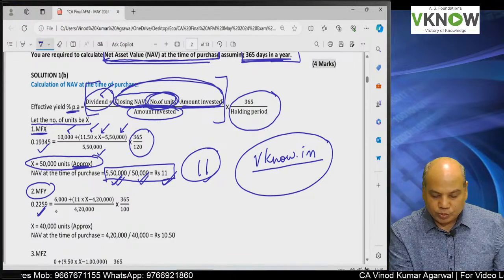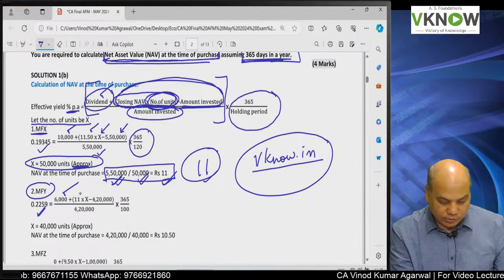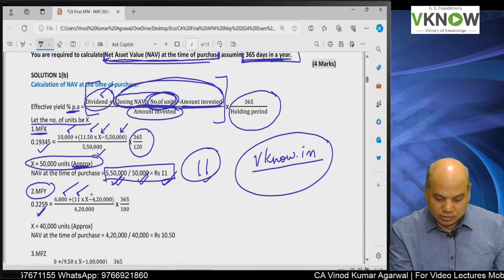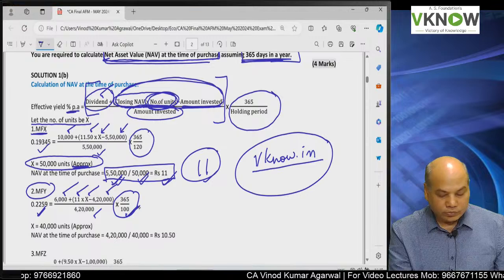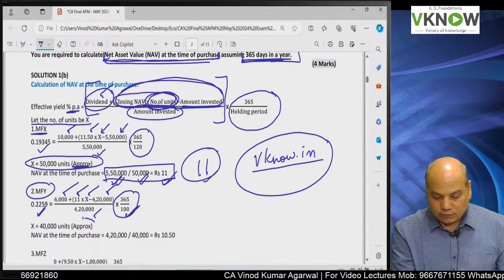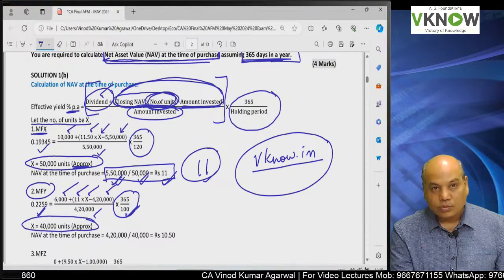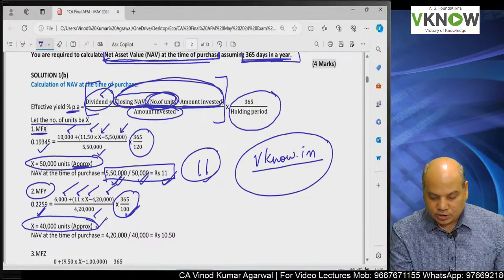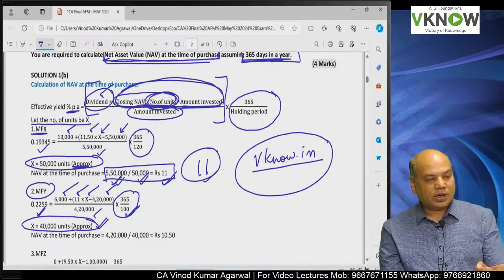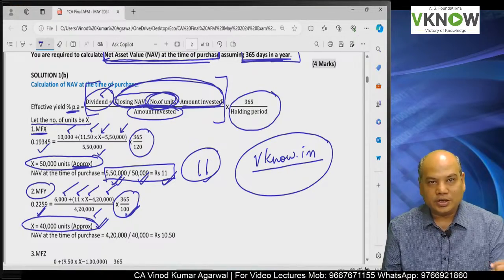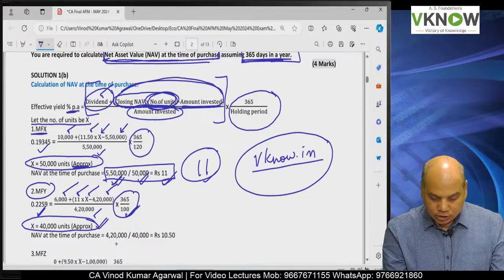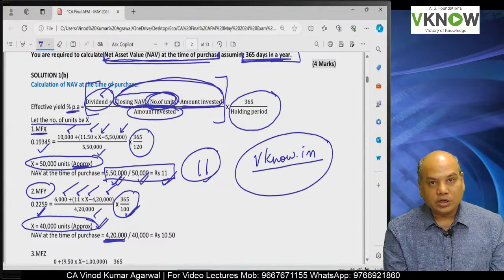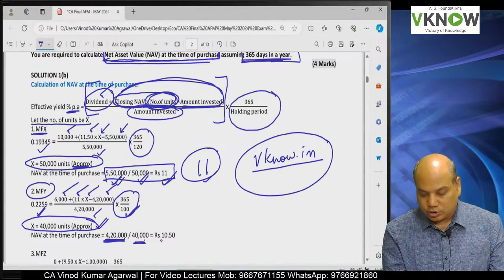Effective yield is given 22.5%, dividend is given 6,000, NAV 11, number of unit X, investment 4,20,000. Here the holding period is given in the problem, 100 days. When I solve it, I will first get the number of units, 40,000 units approximately. Because of rounding off, you might get 39,999 something. So don't bother, you can round off to 40,000 units. The total amount invested is 4,20,000 divided by 40,000 units, you get 10.50.